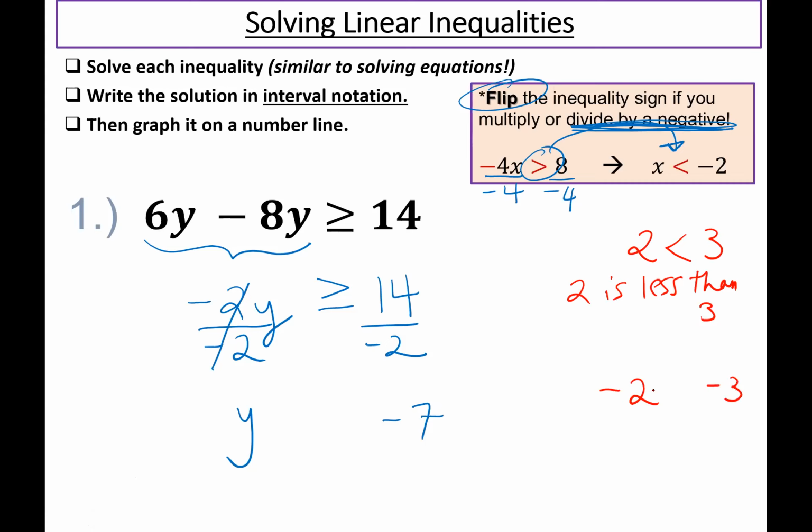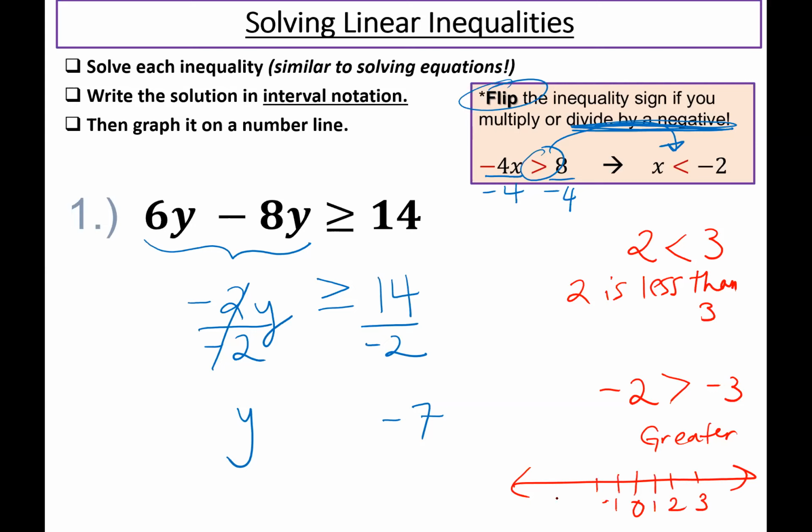-2 is not less than -3. See how this statement needs to change? 2 is less than 3, but -2 is actually greater than -3. It all comes down to the number line, and kind of how the positive side is sort of a mirror image of the negative side.